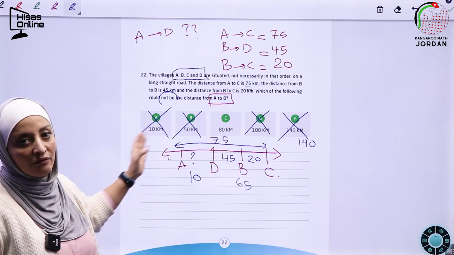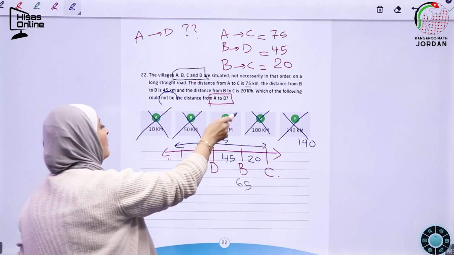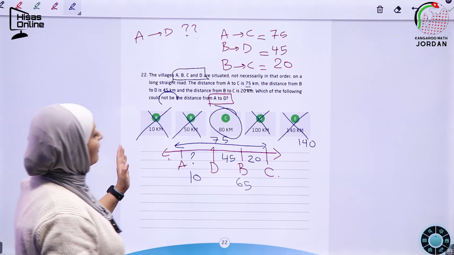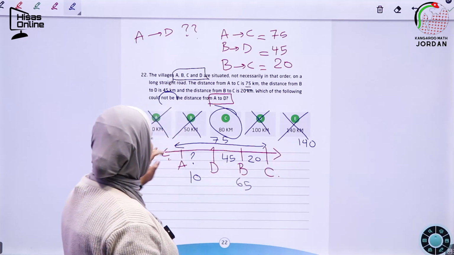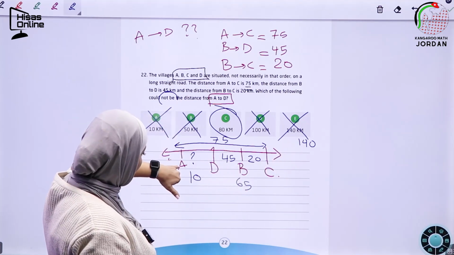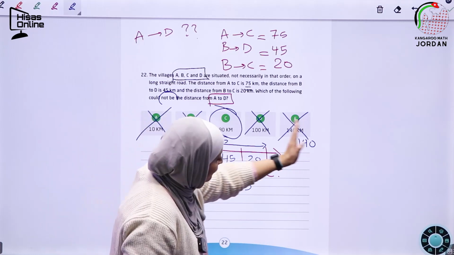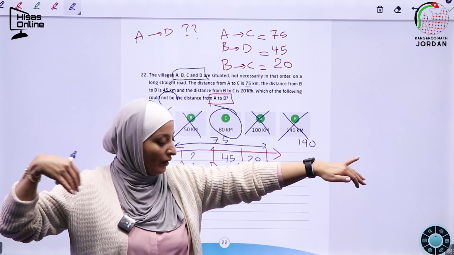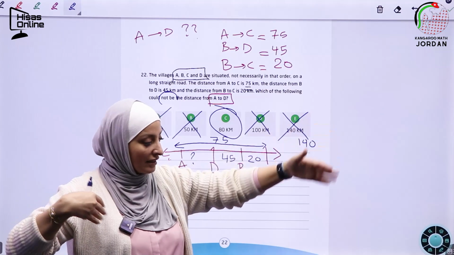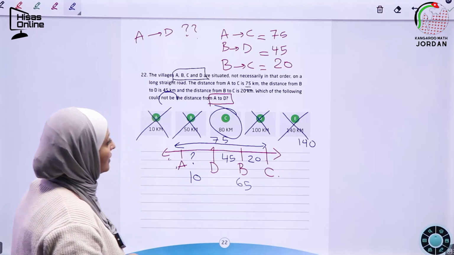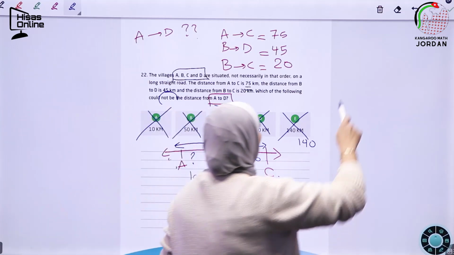So I got rid of 4 choices. My answer is 80, because we found the hardest way, which is having A on the right and D on the left. If this is the first one and this is the last one, the total also doesn't make 80. So we're done with this. Hopefully it's clear, guys.